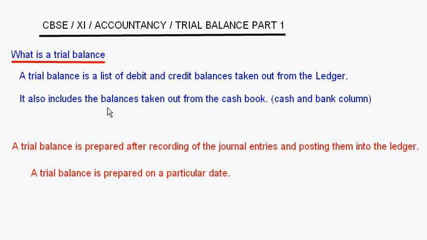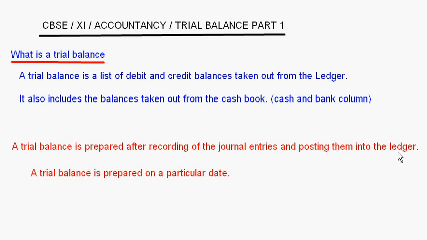So first of all the transactions are recorded in the journal and then they are posted to the ledger, and after balancing the ledger accounts, the balances are taken out from the ledger and they are put in the trial balance. The trial balance also includes the balances taken out from the cash book. So a cash book is maintained, suppose it's a double column cash book, then the cash account and bank account will come from there.